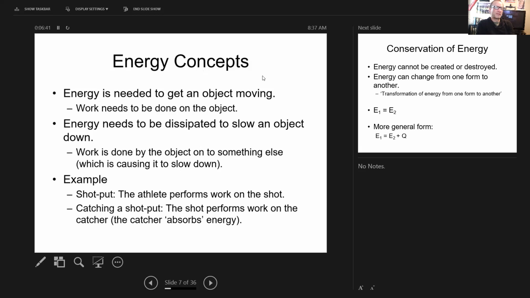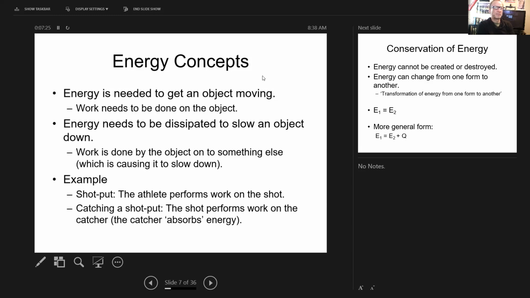So energy concepts, sort of thinking of how we use this term. Energy is needed to get an object moving, or what we'll learn is a better way to say that: work needs to be done on the object, okay? That's a better way to say that first bullet. You know, I'm tired. I don't have a lot of energy. You know, word on the street type phrases like that. I don't have a lot of capacity to do work, and work needs to be done on the object. A force needs to be applied on the object, so that the object can move some distance.